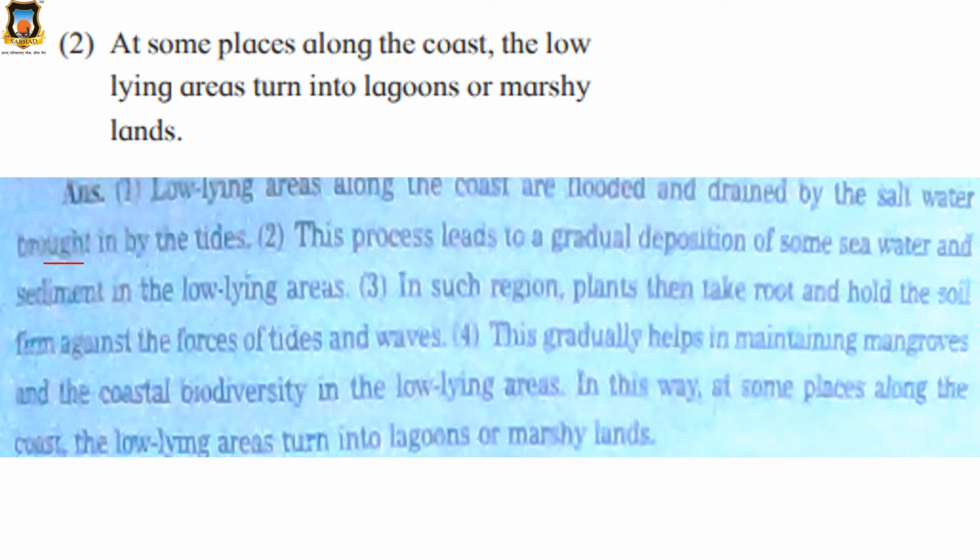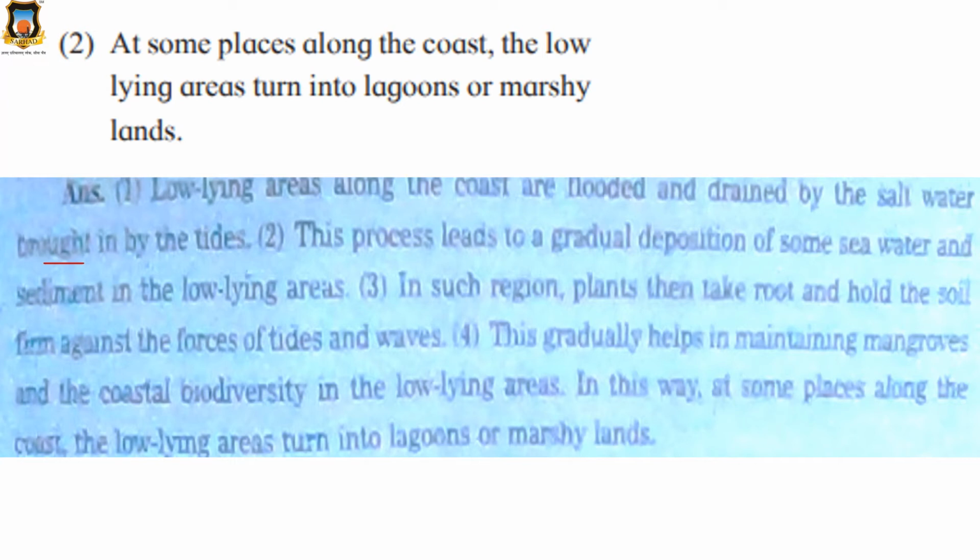So what happens in such regions? Plants then take root and hold the soil firm against the forces of tides and waves. This gradually helps in maintaining mangroves. Now, what are mangroves? Mangroves are the trees or the forest which grows in the coastal areas of the seas, oceans or rivers, in the water. So this gradually helps in maintaining mangroves and the coastal biodiversity in low-lying areas. In this way, at some places along the coast, the low-lying areas turn into lagoons or marshy land.